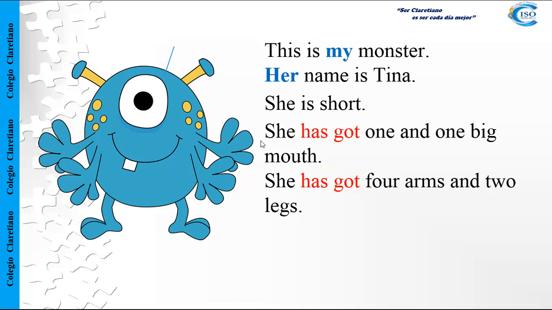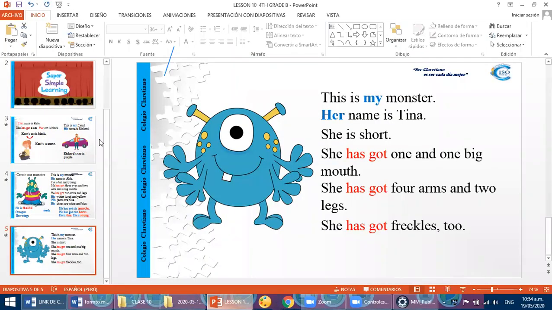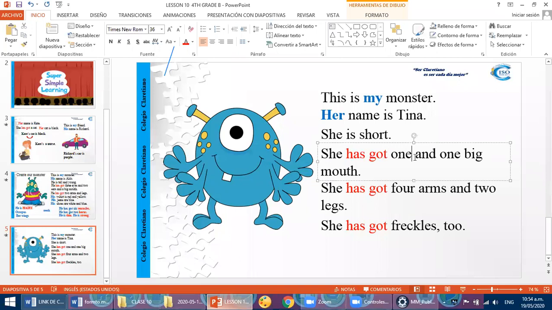Oh, there is a mistake, no? There is a mistake here. The pronunciation is one, okay? It's one. It's not on. One, you know the numbers? Numbers, 1, 2, 3, 4, 5, you know the numbers. She has got, okay, 1 eye and 1 big mouth, you see? This is one, this is a number. She has got 4 arms, 1, 2, 3, 4, you see? 2 legs, 1 and 2 legs, you see? We need to describe the picture, the monster, okay?